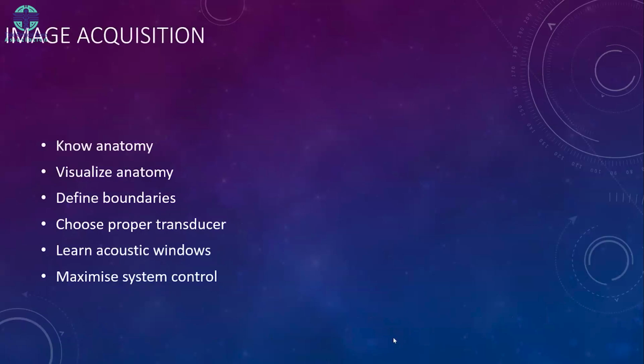Whenever you have an image acquisition, you need to know a few basics about what you need to see on that image. First of all, you need to know which anatomy you're looking at. You have to visualize that anatomy on the screen. You have to define the boundaries with the use of your depth and orientation scales, which can be done with the use of a proper transducer. You need to know and learn your acoustic windows, and then you maximize your system control.